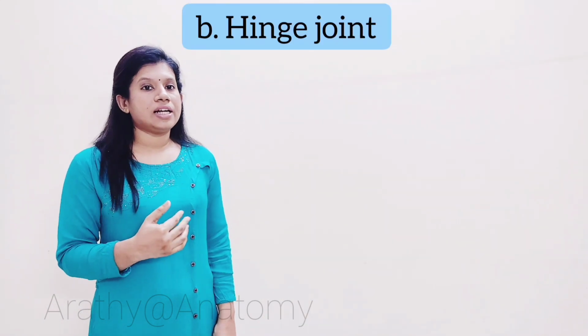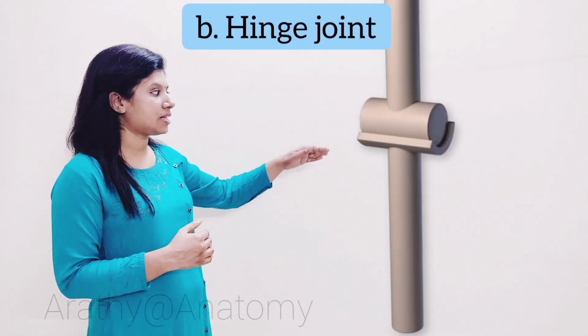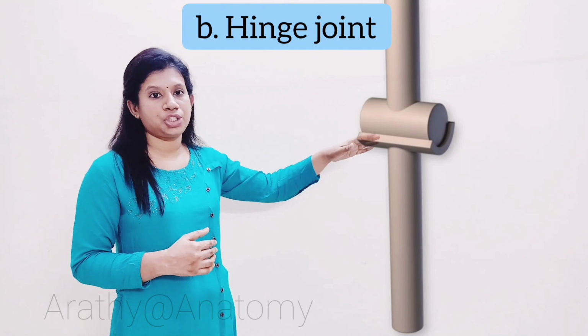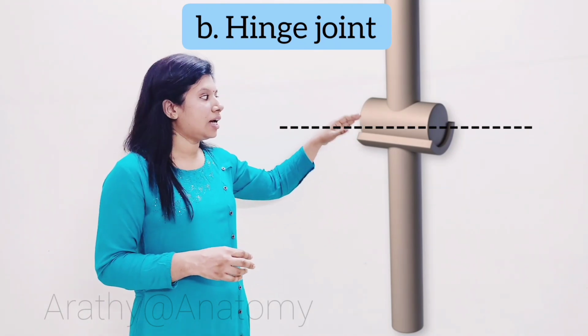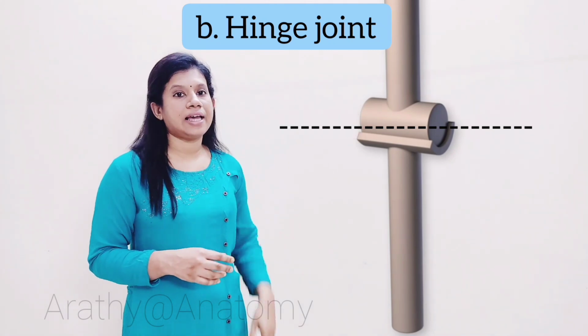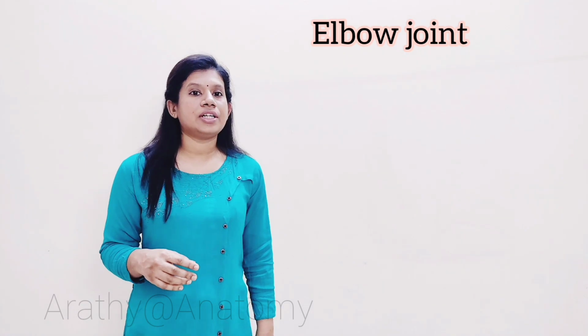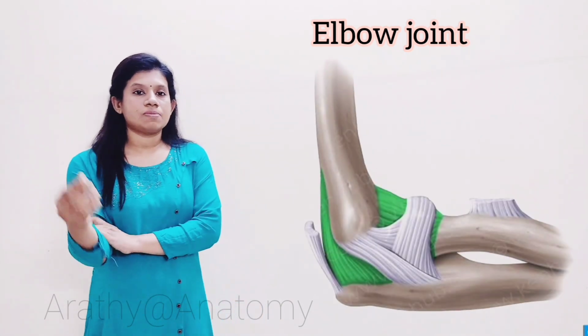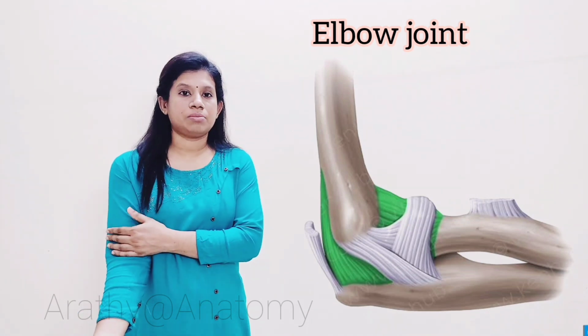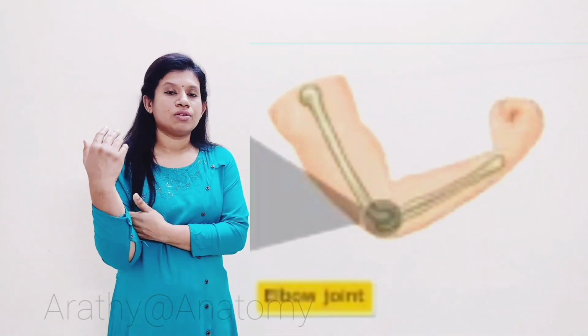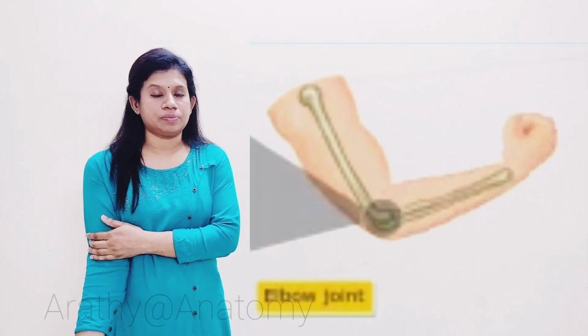The second one is called the hinge joint. In the diagram you can see the articular surface is pulley shaped, and there are strong collateral ligaments along with this, and movement usually occurs around the transverse axis. Examples for this are the elbow joint and ankle joint. So this is my elbow joint. Movement around the transverse axis means the action occurs as flexion and extension.